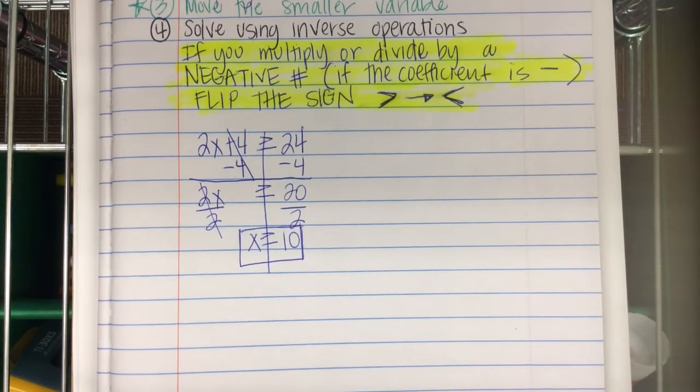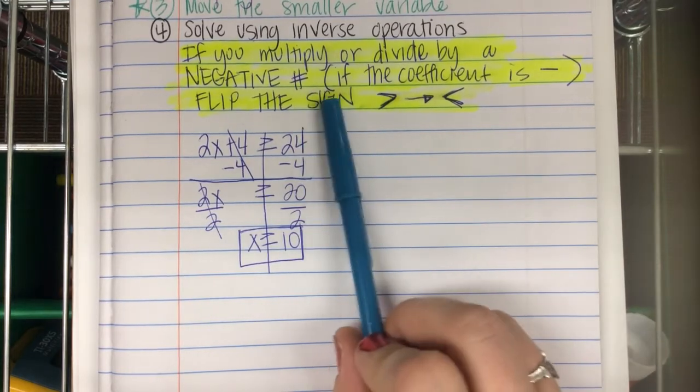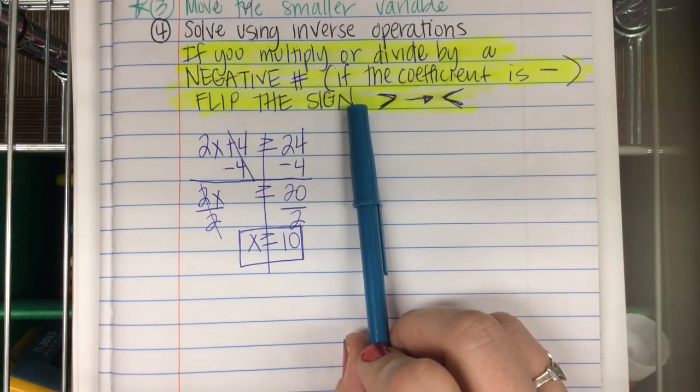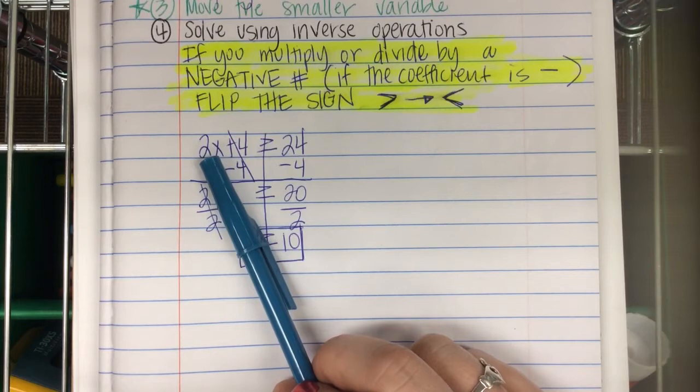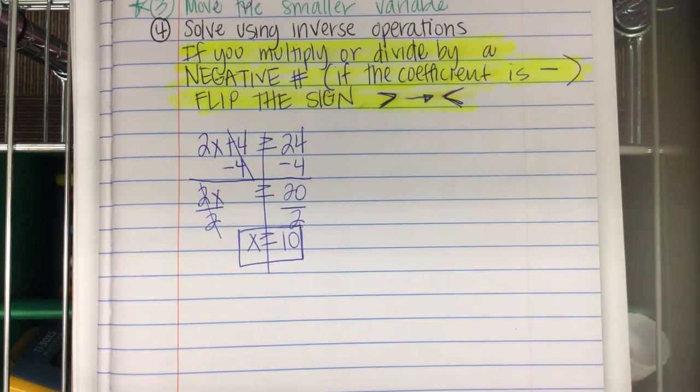It's basically the same thing, except instead of an equal sign, there is an inequality. And I don't have to worry about what I highlighted because I didn't divide. My coefficient was positive 2. I didn't have to worry about it.